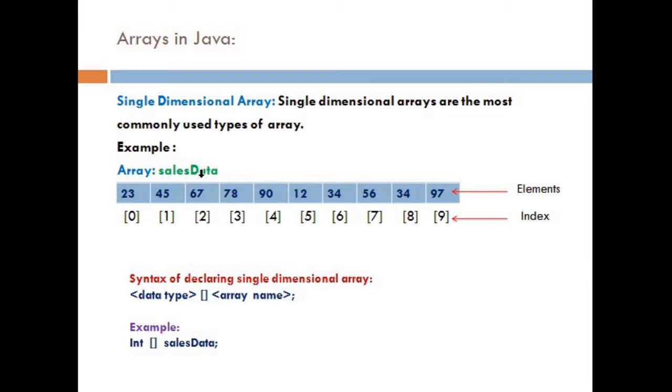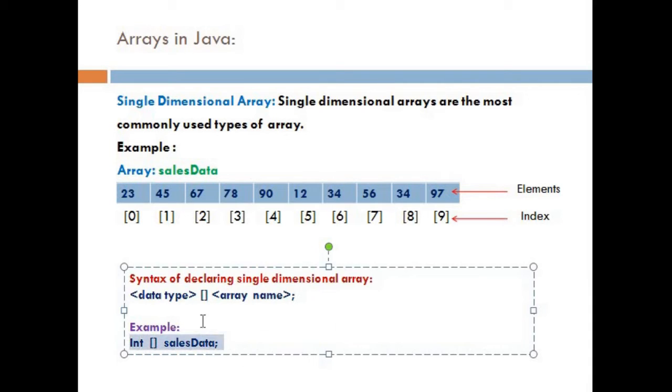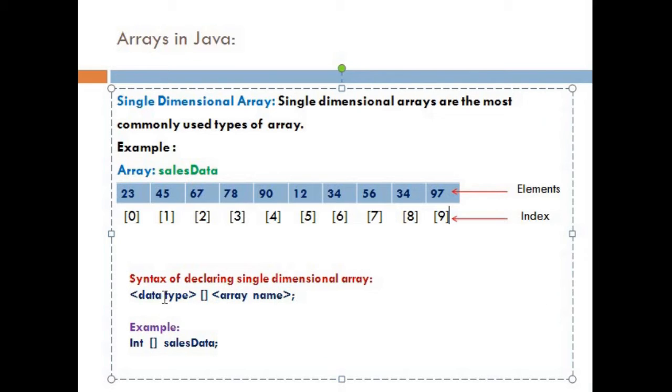Now for our array called sales data, which consists of integer elements, we declare it like this: int, then the square brackets followed by the array variable name, which is sales data, and then terminate it with a semicolon. This declaration of the array called sales data follows this syntax. Now int here represents the data type of the array. The square brackets denote that this is an array variable, and sales data is the array name.